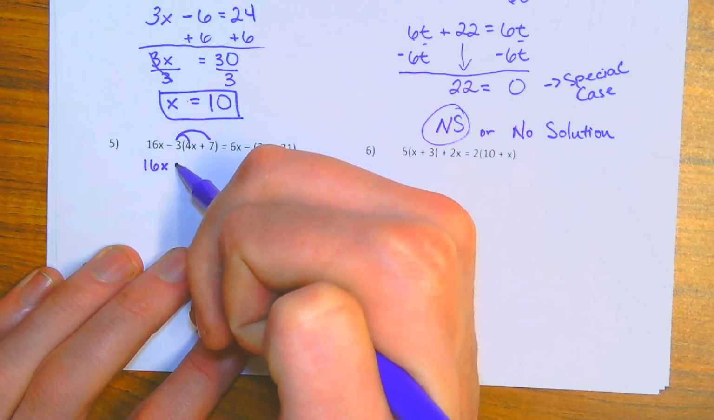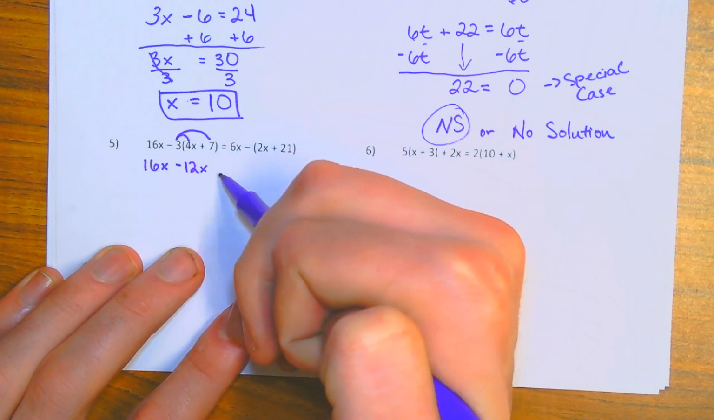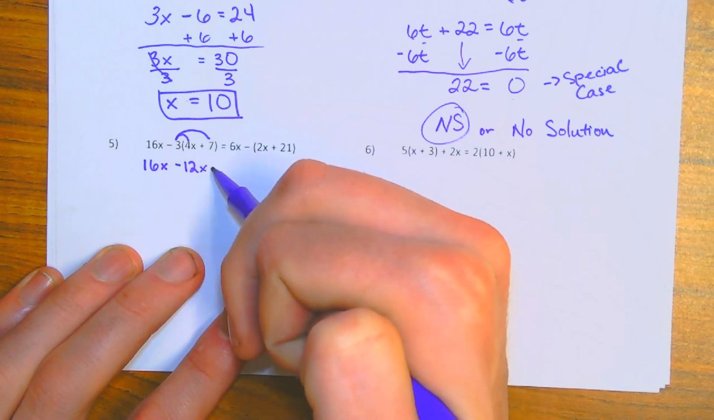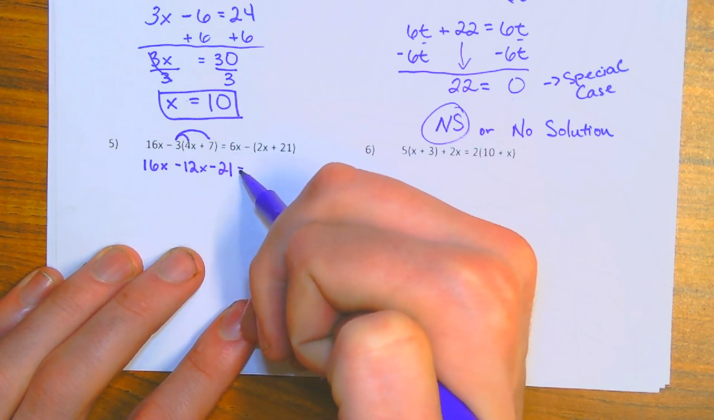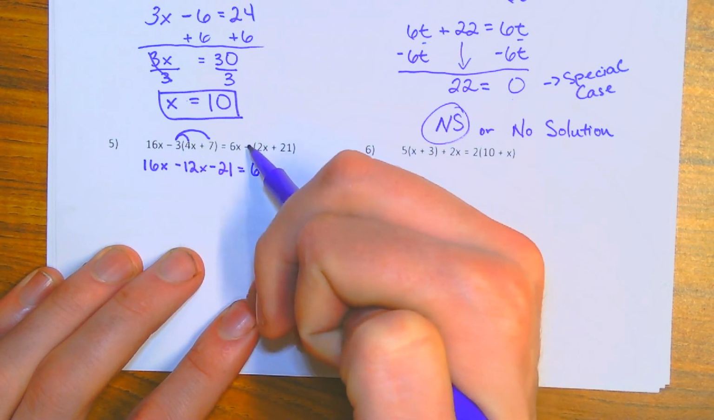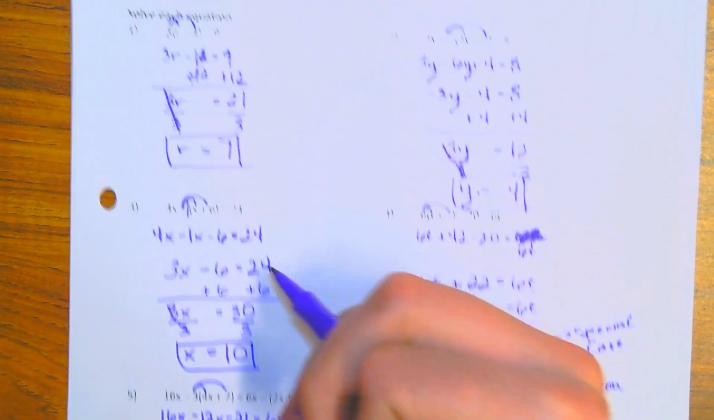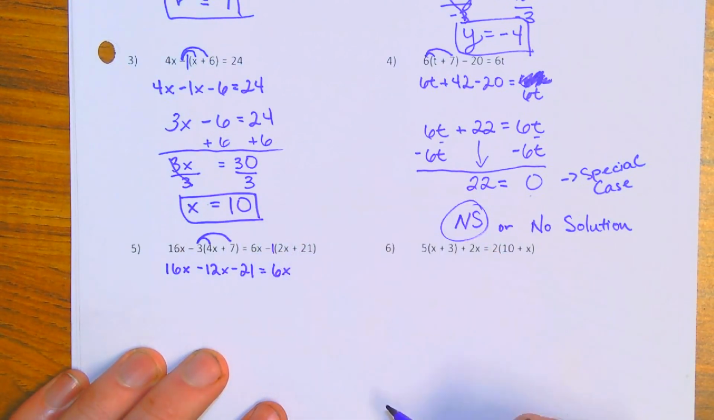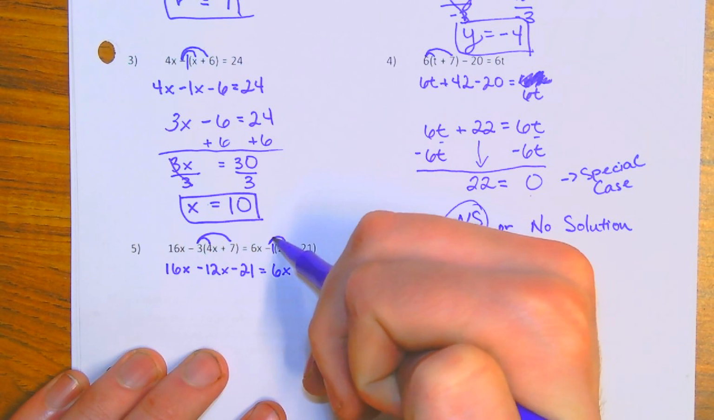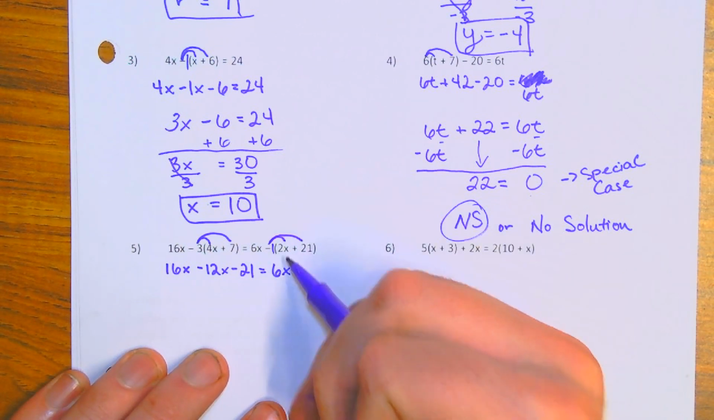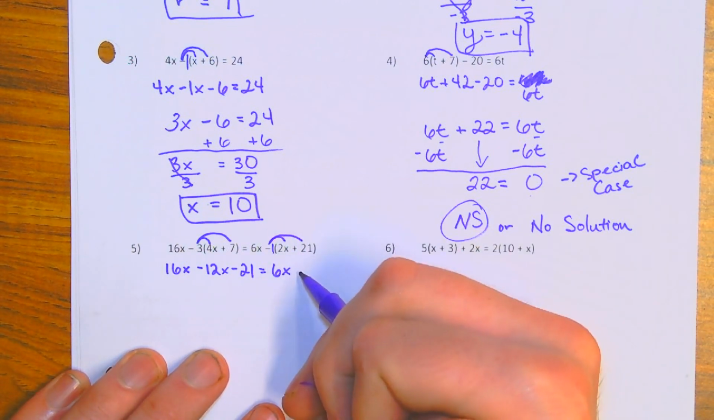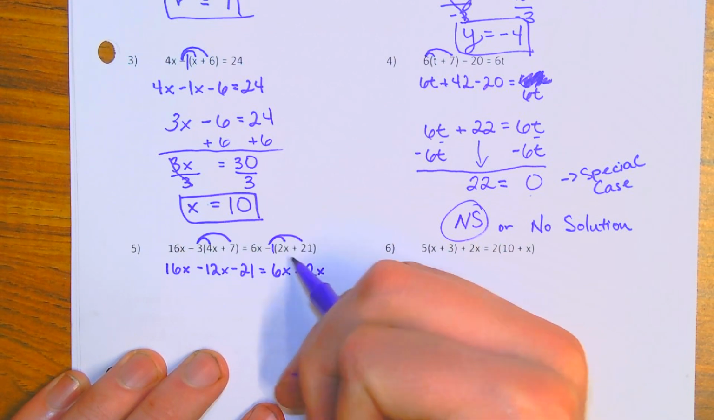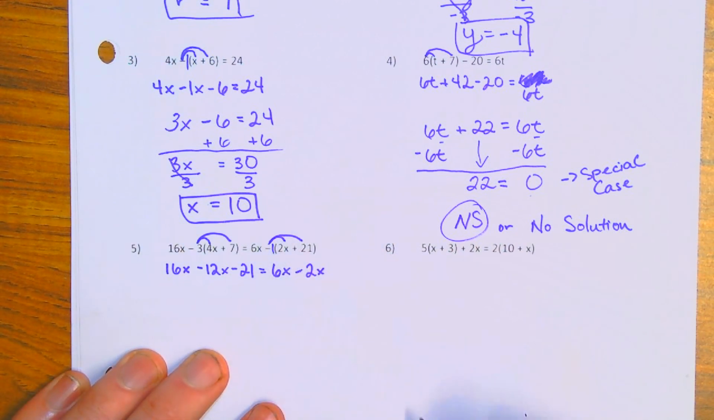Minus 3 times 4, negative 12x, negative 3 times 7, that'll give me my negative 21, equals 6x. Now, just like we did previously with this problem, remember, that's an imaginary 1 sitting there. Put that there, distribute it through. Negative 1 times 2x is going to be negative 2x. Negative 1 times 21 is minus 21.